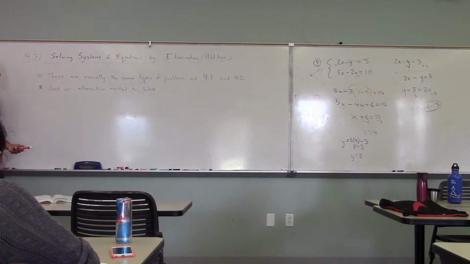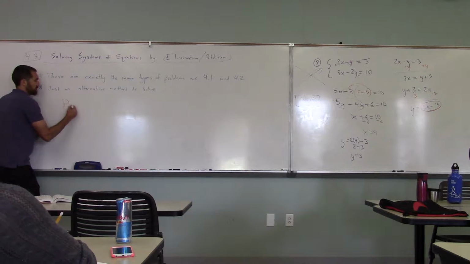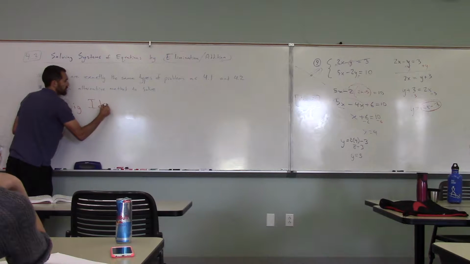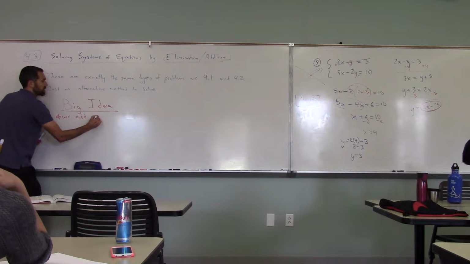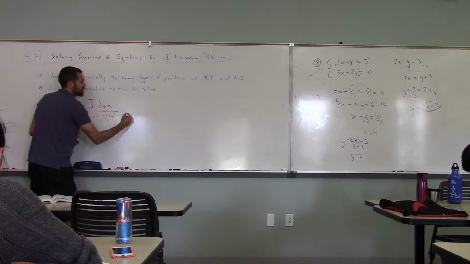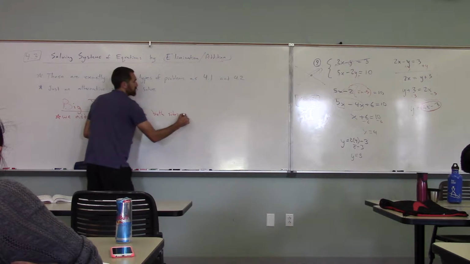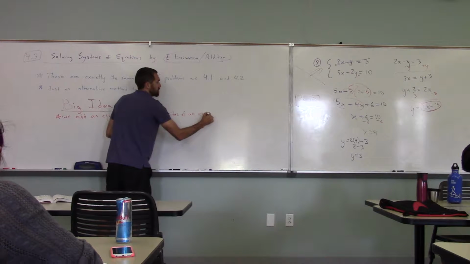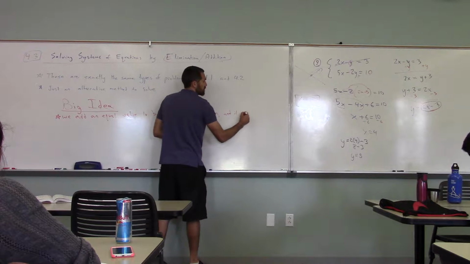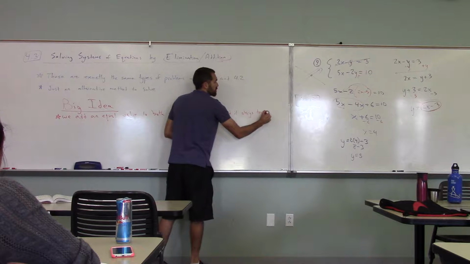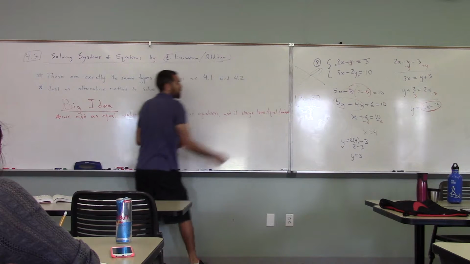Alright. And so here's the big idea, okay? Or the big idea in red. The big idea is we can add an equal value to both sides of an equation. And it stays true, balanced, equal. Okay, we use this all the time in solving.